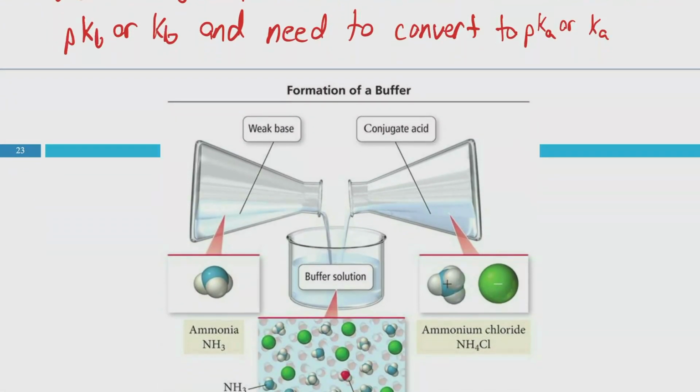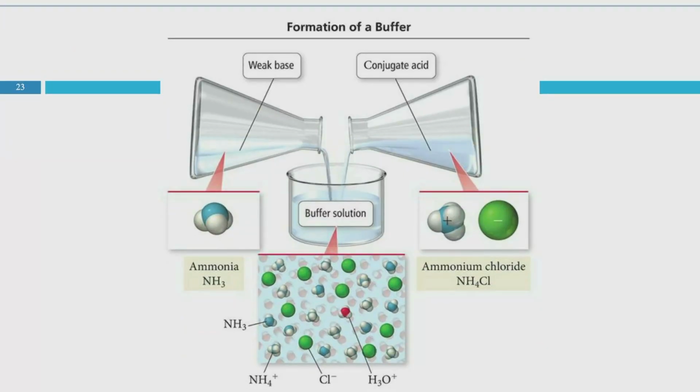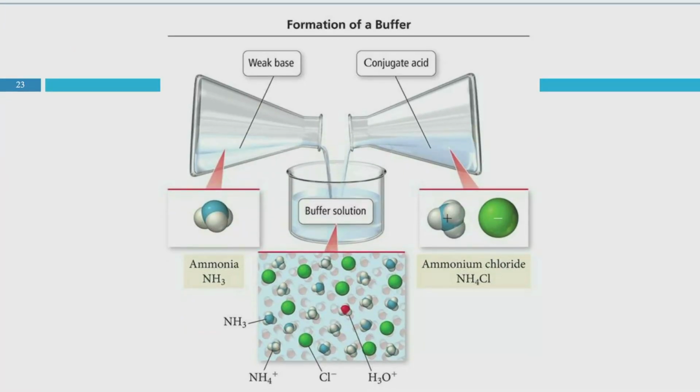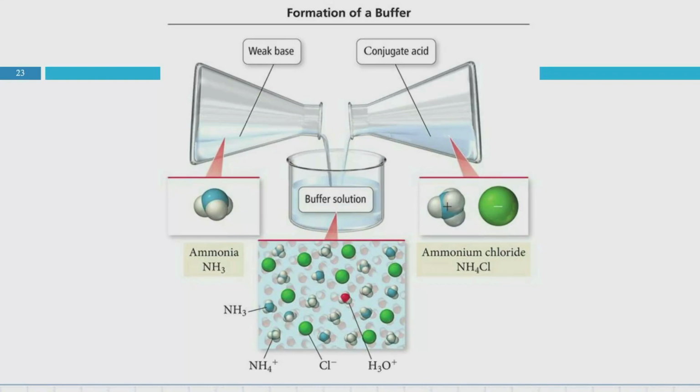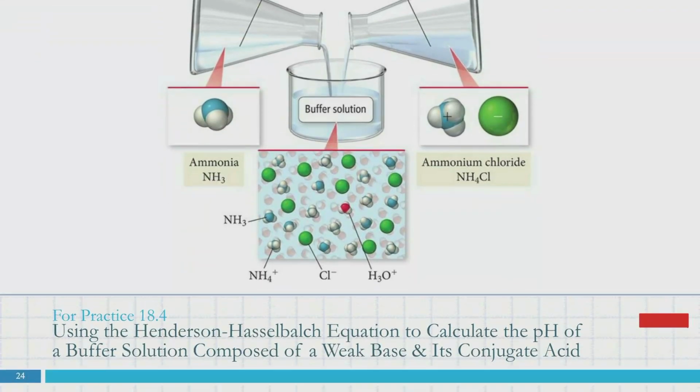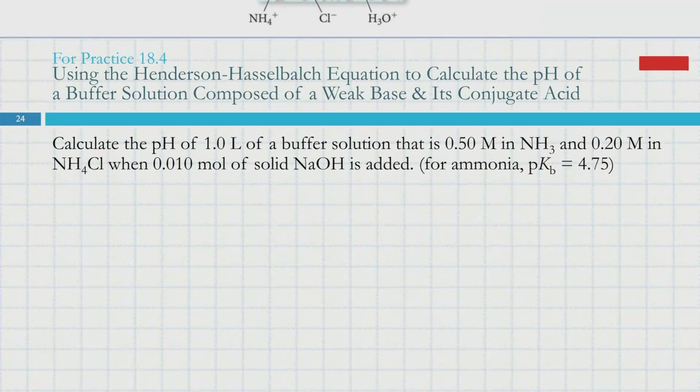All right, so now we saw a similar image to this last class, but this time we're doing it with a weak base. We've got ammonia, and we are also adding in a conjugate acid, ammonium chloride. So our weak base, to get to the conjugate acid, we picked up an H+. So we're adding both of these into our buffer solution, just showing we're making an actual buffer solution. We're adding both components. Again, we can't just add one. It wouldn't work as a buffer.